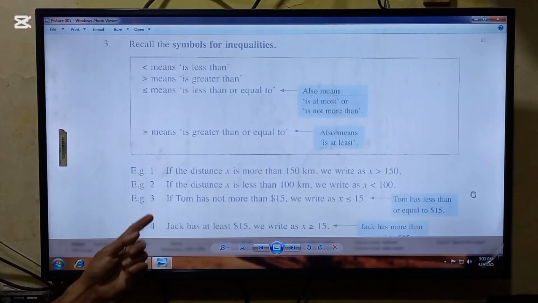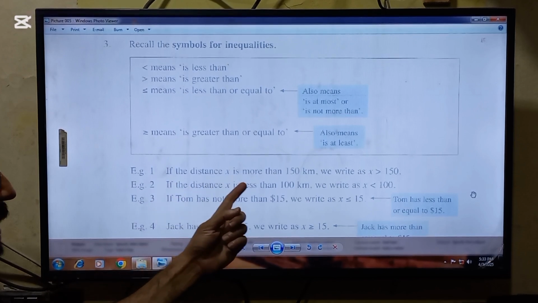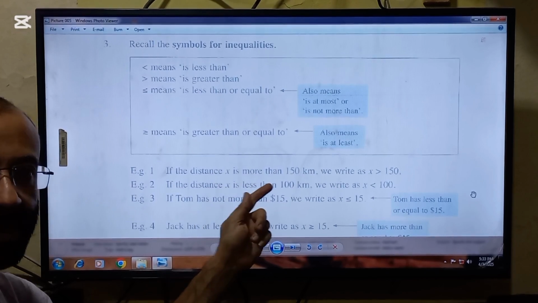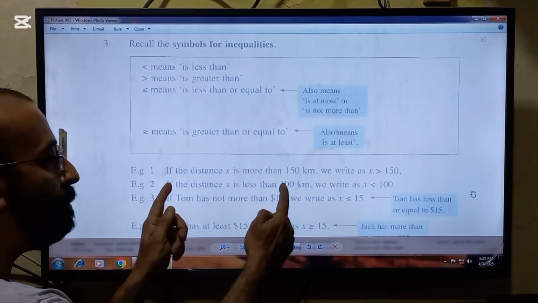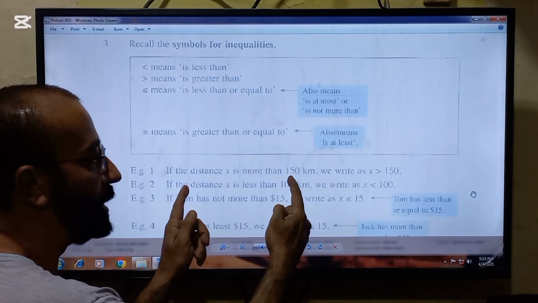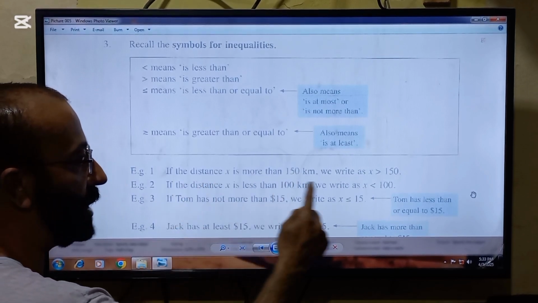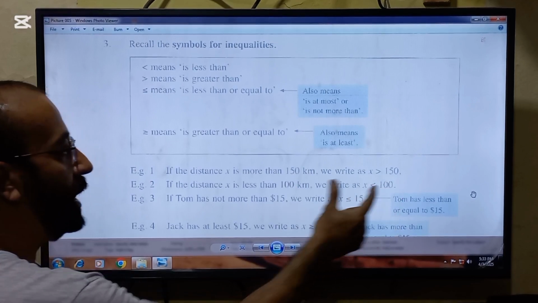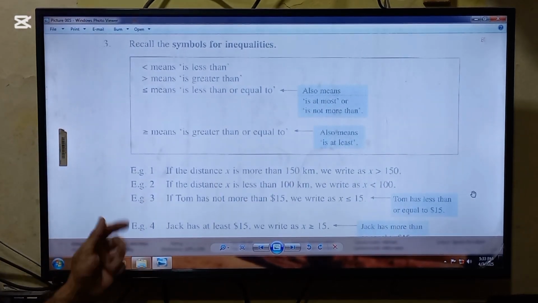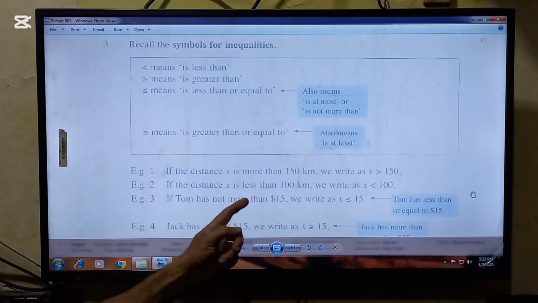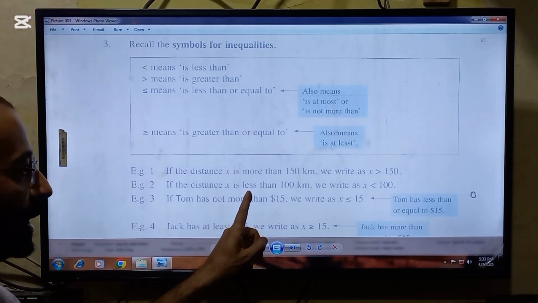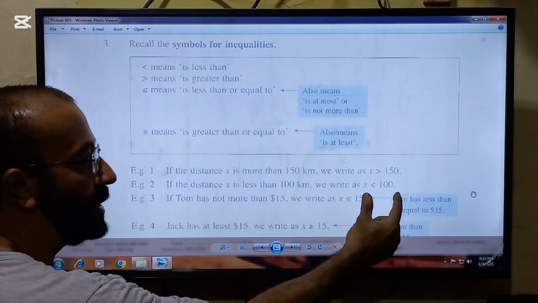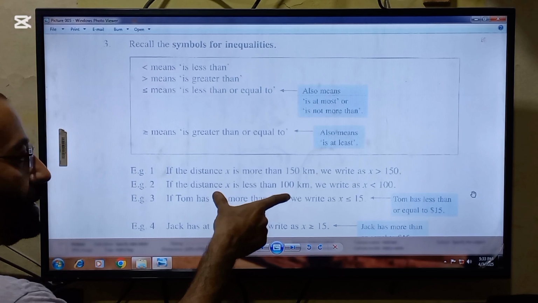So first example is if the distance x is more than 150 kilometers. So look, like more than. So this is written in English. We will make an inequality for this statement. So x is more than, because this is the sign for more than, 150. So this is the inequality satisfying this statement. Second example is if the distance x is less than 100 kilometers. So less than, so this sign will be used. So x is less than 100. This is the inequality satisfying this statement.